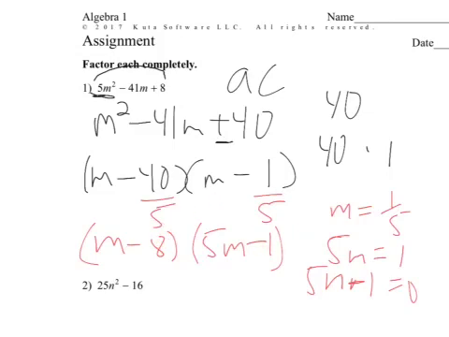So this is called the AC method, and it works when you have a leading coefficient other than 1. You can go find this. There's plenty of examples like this on YouTube or even Khan Academy. So that's that problem.